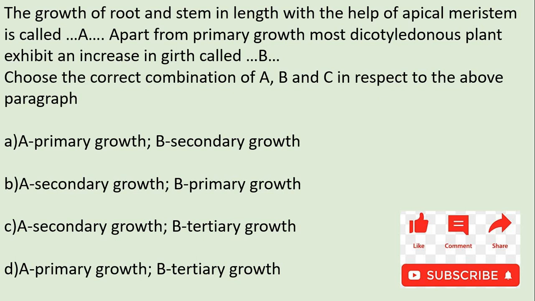The growth of root and stem in length with the help of apical meristem is called A. Apart from primary growth, most dicotyledonous plants exhibit an increase in girth, called B. Choose the correct combination of A and B in respect to the above paragraph. A. Primary growth, B. Secondary growth. B. Secondary growth, B. Primary growth. C. Secondary growth, B. Tertiary growth. D. Primary growth, B. Tertiary growth.